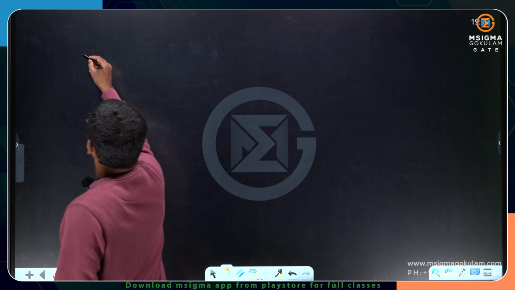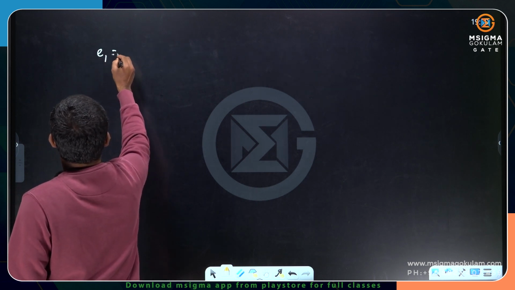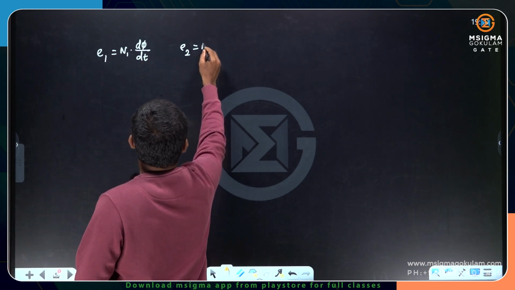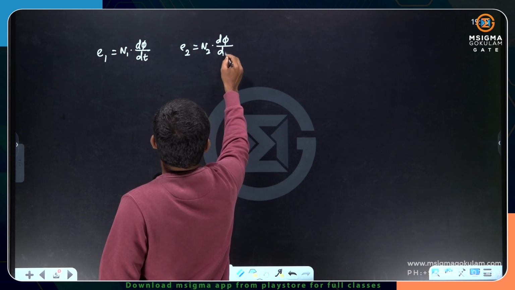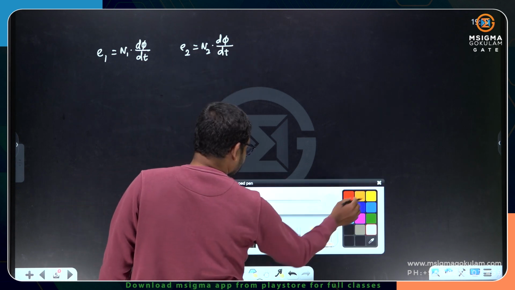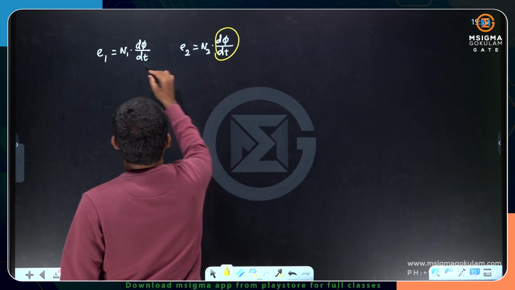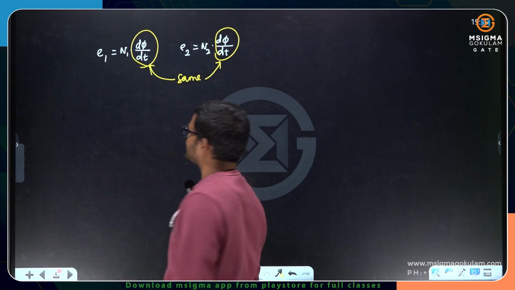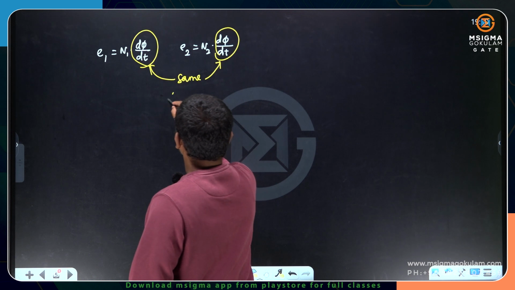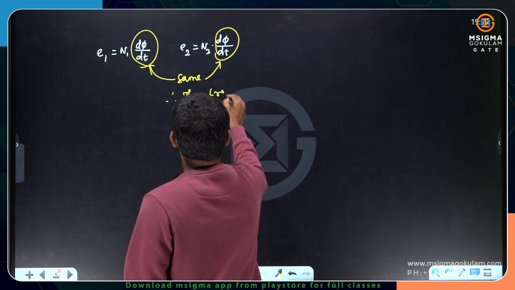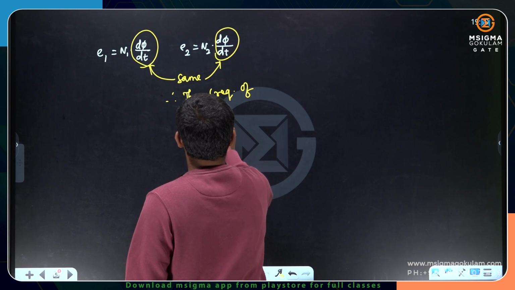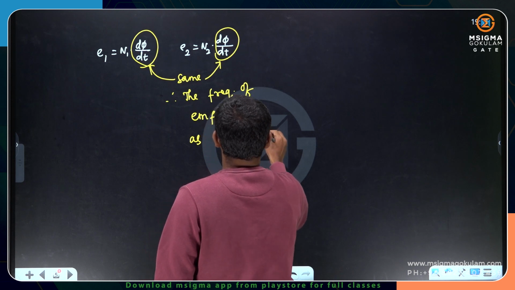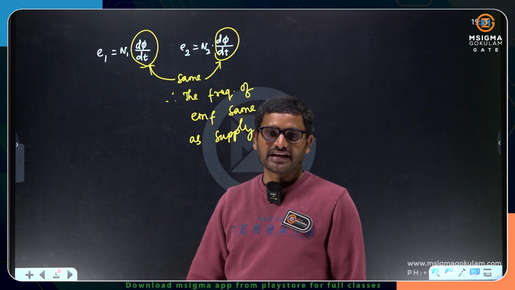If I add here the rate of change of flux linkages, E1 is N1 into d phi by dt and E2 is also N2 into d phi by dt. Here d phi by dt is the same. The rate of change of linkage of flux lines is the same with respect to N1 and N2. Therefore, the frequency of induced EMF is the same as the supply frequency.